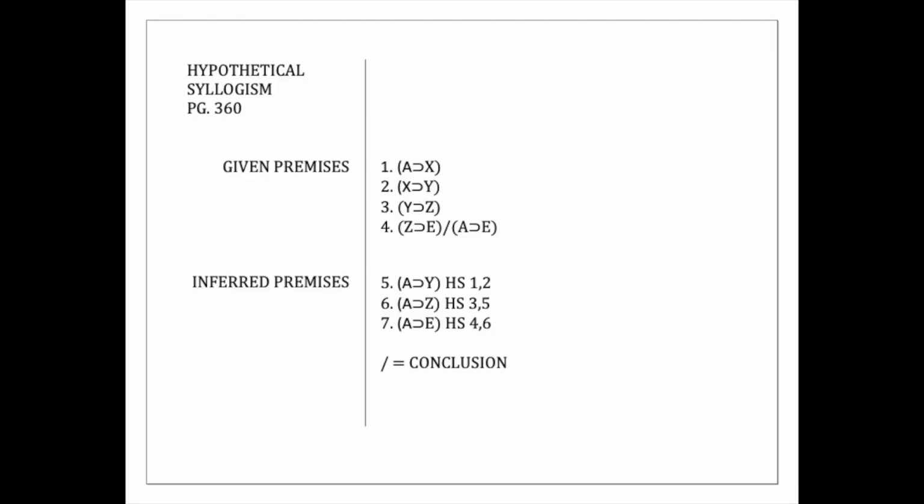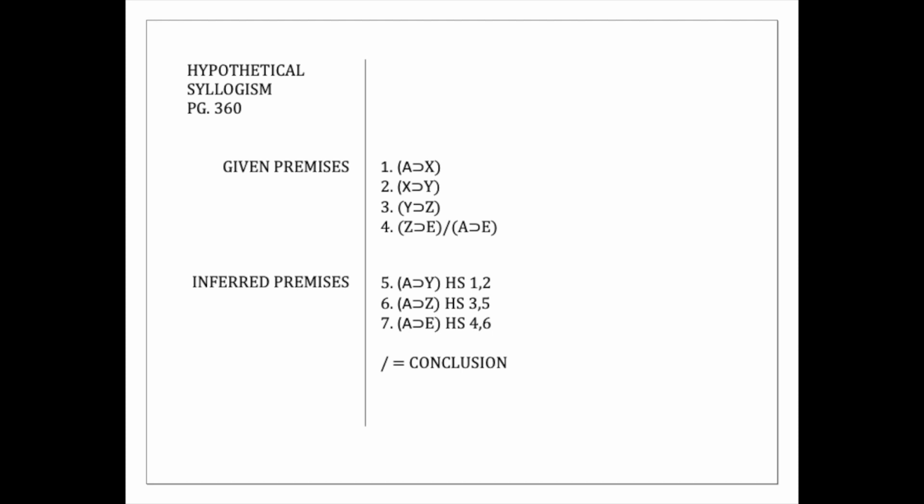Let's do one for the hypothetical syllogism. You see the example. Premise 1, if a, then x. Premise 2, if x, then y. Premise 3, if y, then z. Premise 4, if z, then e. The conclusion, therefore, if a, then e. Now, what can we infer based on the valid inference rule, the hypothetical syllogism rule?